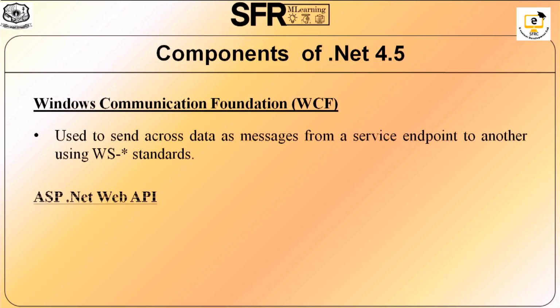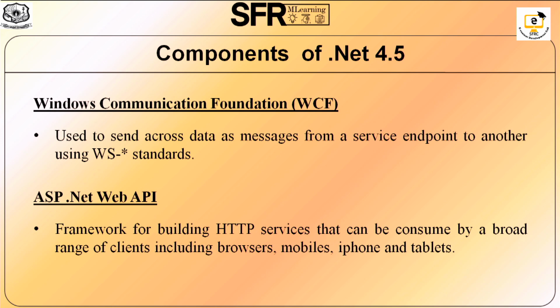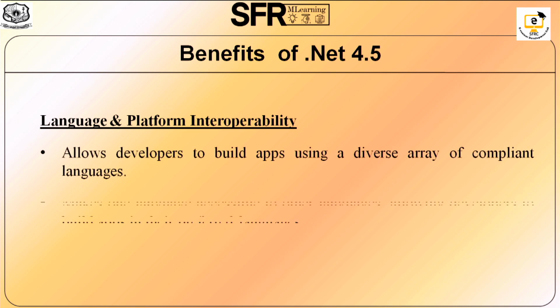The next one is the Windows Communication Foundation. This is mainly used for data communication. This is used to send data as messages from one server endpoint to another using WS standards. WS means Windows Screen Standards. The next one is the ASP.NET Web API. This is a framework for building HTTP services that can be consumed by a broad range of clients including browsers, mobiles, iPhones and tablets.